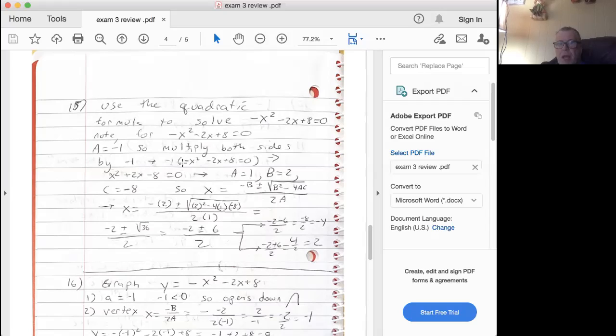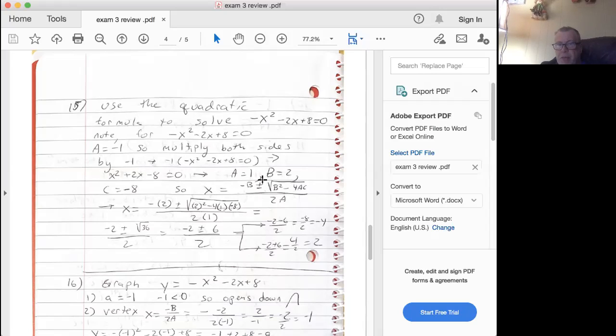Now let's figure out what a, b, and c are from this equation that we multiplied by negative 1. So a is 1. That's great. That's what we want. We prefer to have a be positive. It doesn't have to be. It just prevents you from making some errors. B is 2, and c is negative 8.